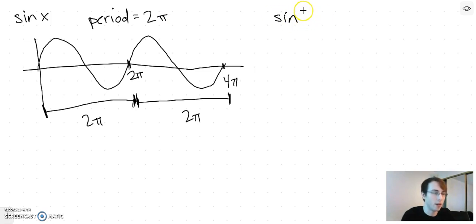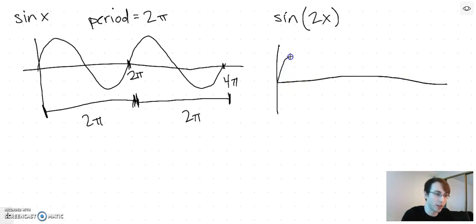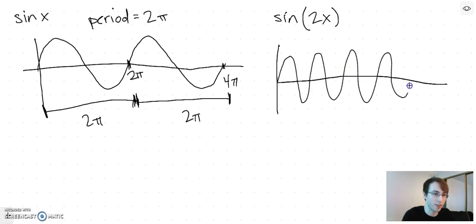Now, what if you get a graph like sine of 2x? How do you find the period of that graph? Well, first of all, that graph is going to be shrinking a lot. It's going to be compressed. And how you find the period is you set the inside equal to 2 pi. So you say 2p equals 2 pi, where p is the period. Then the period is just pi. So this becomes pi, this becomes 2 pi, this becomes 3 pi, 4 pi, and so on.